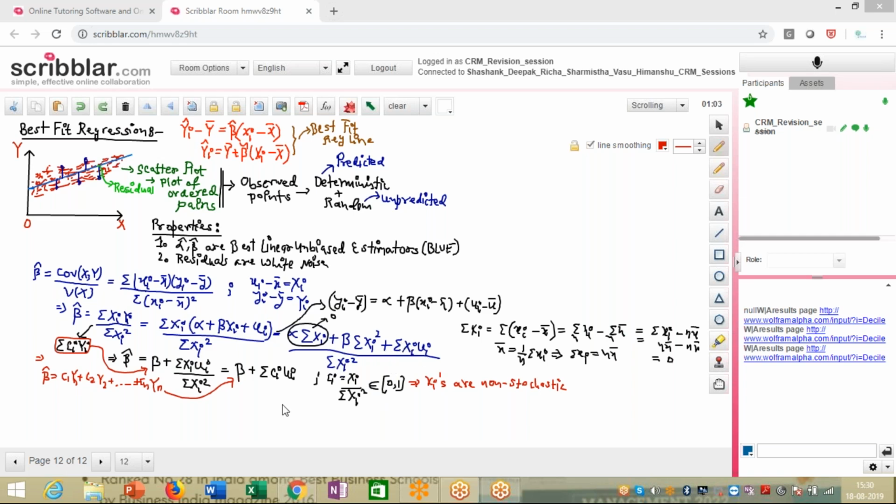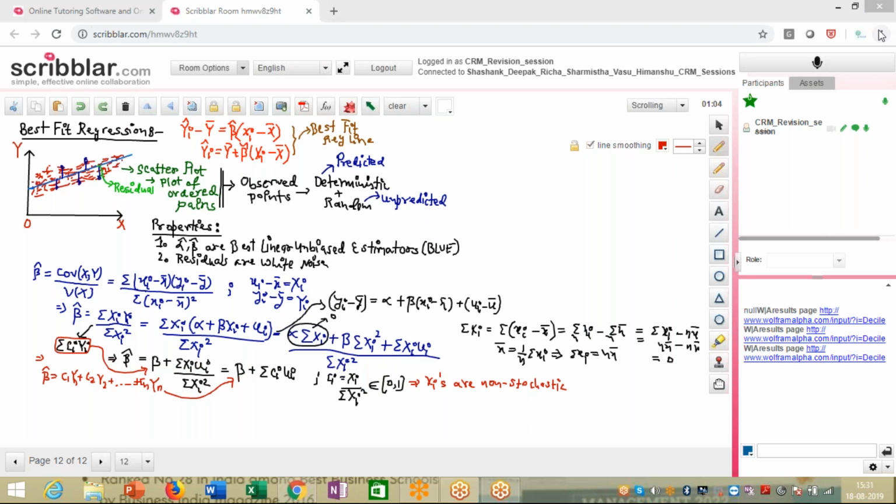Okay, you took ci. So now the final equation is beta cap is equal to beta plus summation ci ui. So how does this final equation beta cap is equal to c1 y1 plus c2 y2 come about? No, no, see. Okay, I get your question. I'll just put back the session on record.